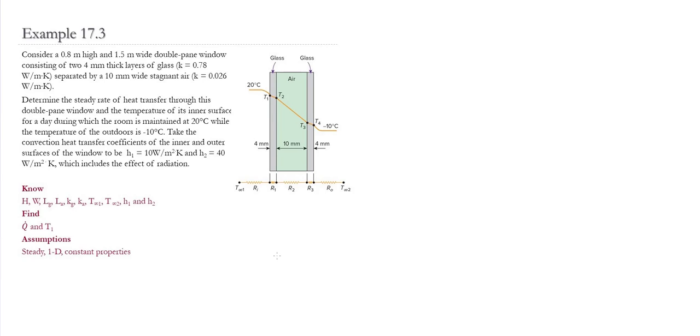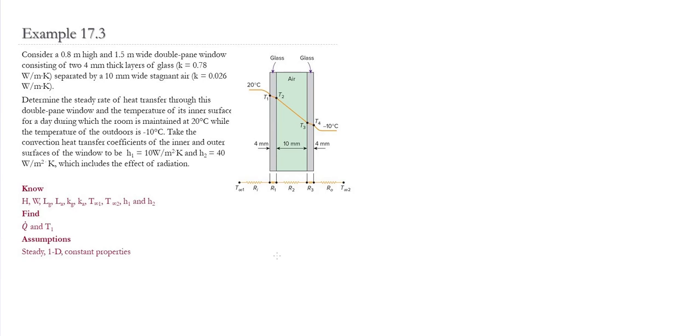Example 17.3. In this example, we consider a double pane window which has a cross-sectional area of 0.8 meters by 1.5 meters. It has 2 millimeter thick layers of glass, and they are separated by 10 millimeters of stagnant air. We need to determine the steady rate of heat transfer through the double pane window and the temperatures in the inner and the outer surface of the windows.